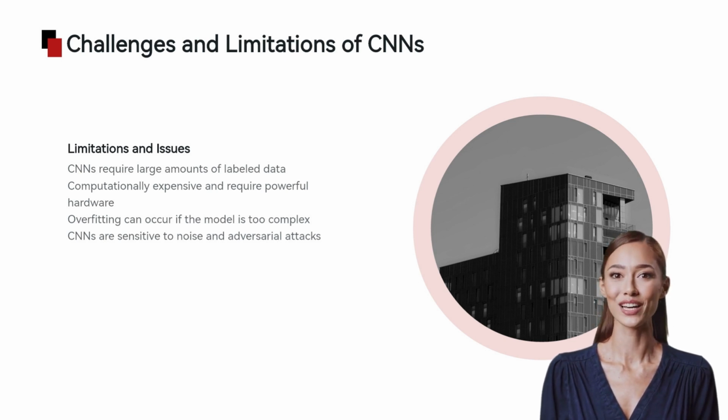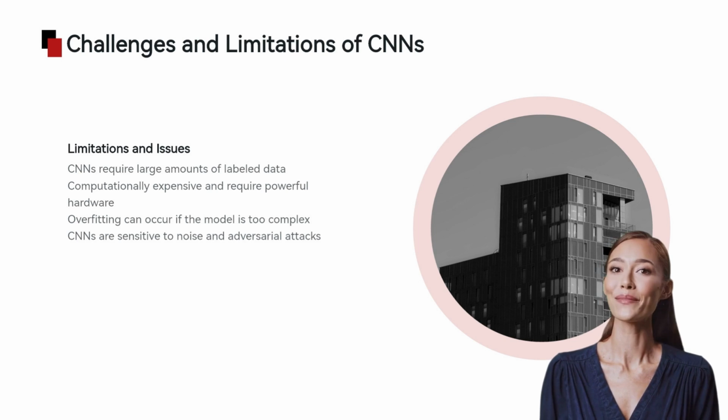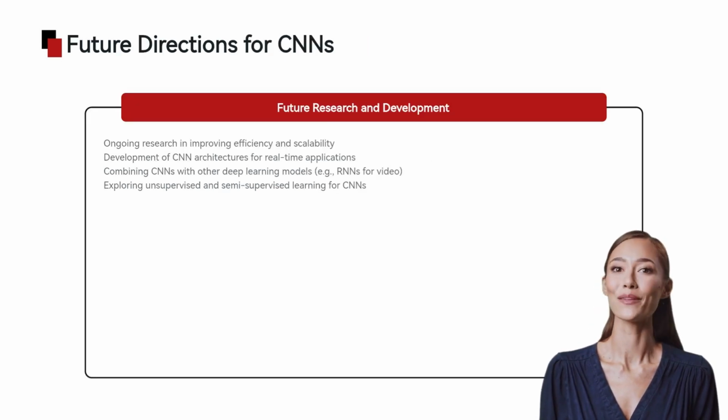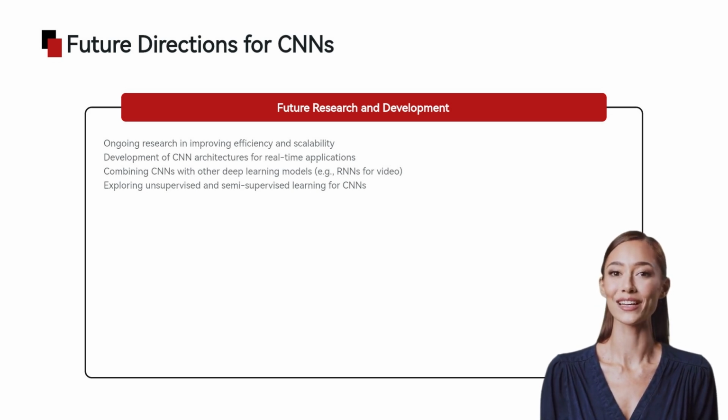Small, imperceptible changes to the input image can trick the model into making incorrect predictions, a problem that requires ongoing research in model robustness. The future of CNNs lies in improving their efficiency and scalability, particularly for real-time applications in areas like autonomous driving and medical imaging. New architectures and techniques are being developed to reduce computational costs while maintaining or improving performance.